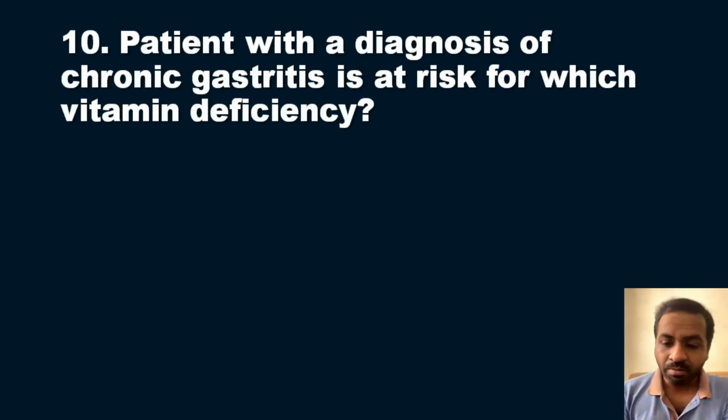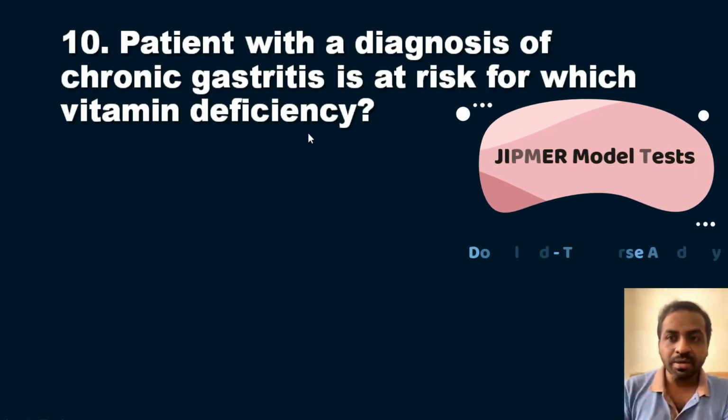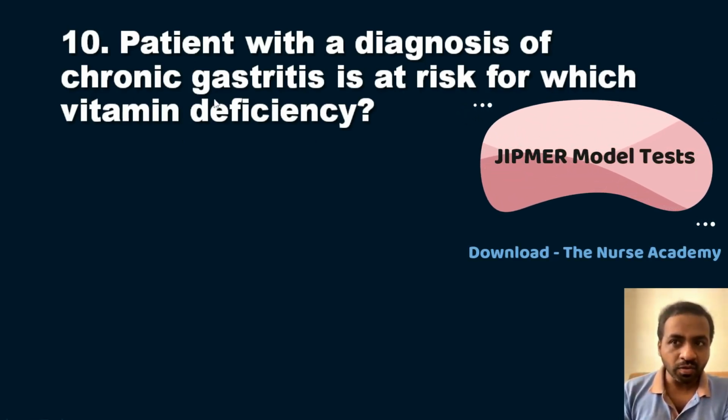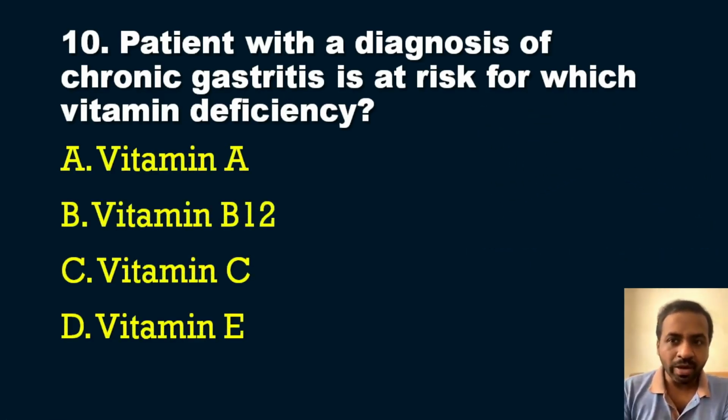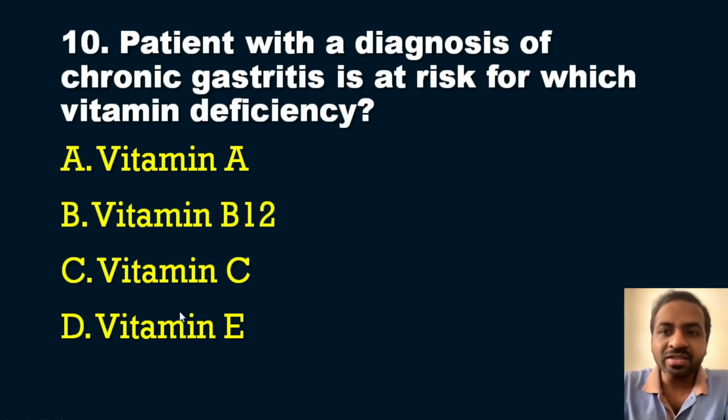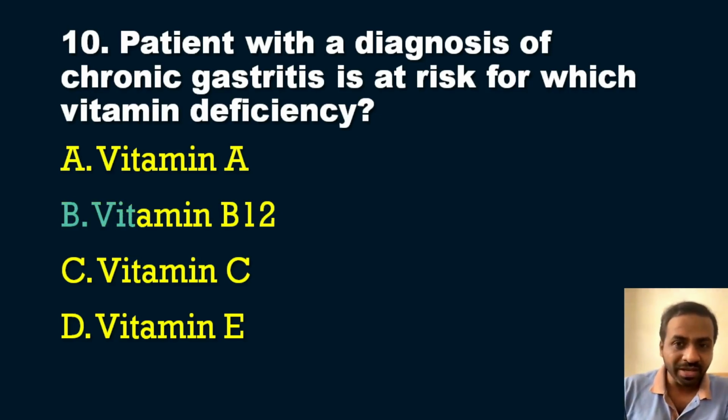This is also a very important question. The question is, a patient with a diagnosis of chronic gastritis is at risk for which vitamin deficiency? So the question is a very simple, direct question. The options are: option A, vitamin A; option B, vitamin B12; option C, vitamin C; and option D, vitamin E. So gastritis is related to which vitamin? Just think about the physiology, you can answer this question very easily, and obviously the answer for this question is option B, that is vitamin B12.